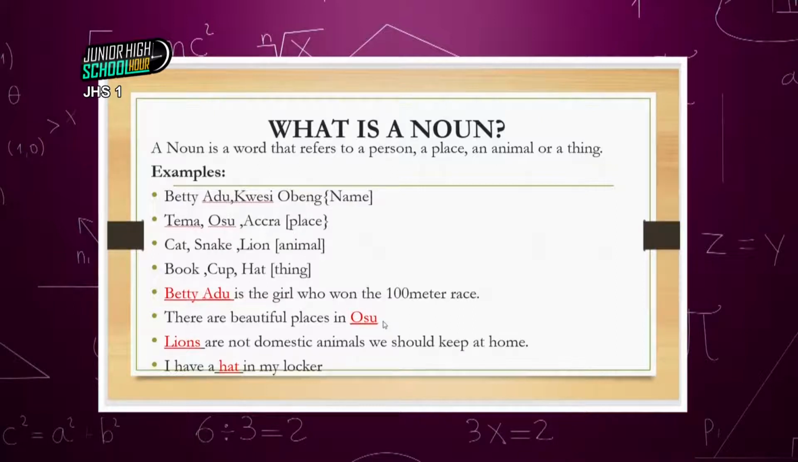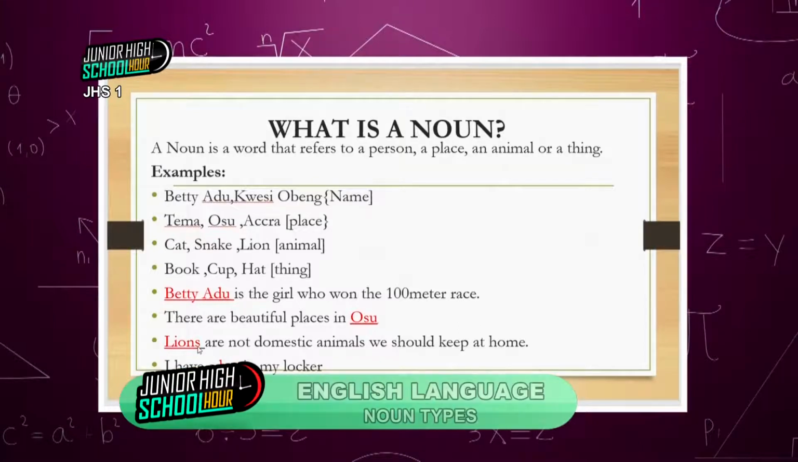Number three, lions are not domestic animals we should keep at home. And we have here lions as the name of an animal. And then I have a hat in my locker. And we have hat underlined.